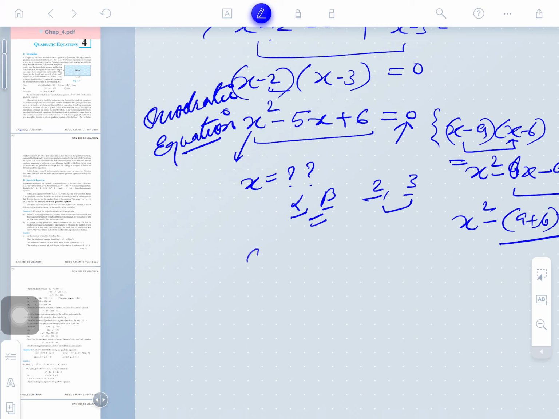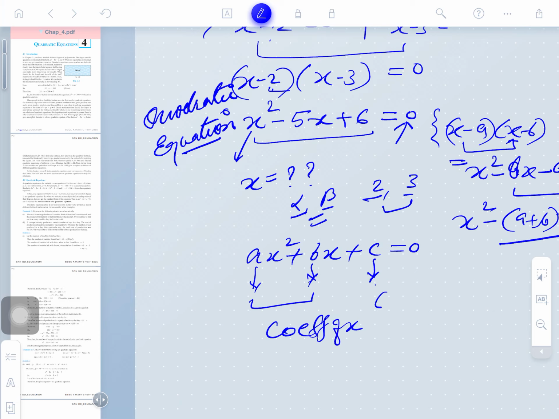So what is the standard form here? ax square plus bx plus c is equal to 0. This is known as a quadratic equation. a, b, c: a and b are called coefficients of x and c is the constant term. This is the constant term. Clear? Coefficient of x and the constant term. Well understood the meaning of that here?